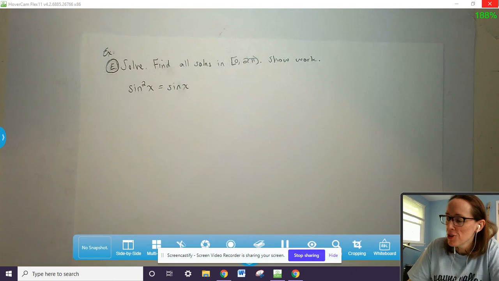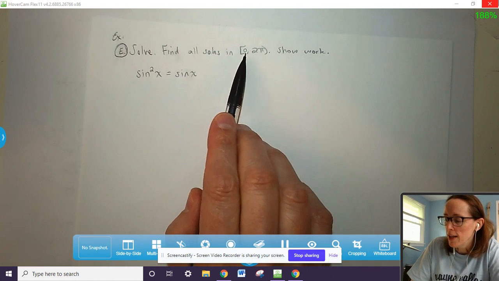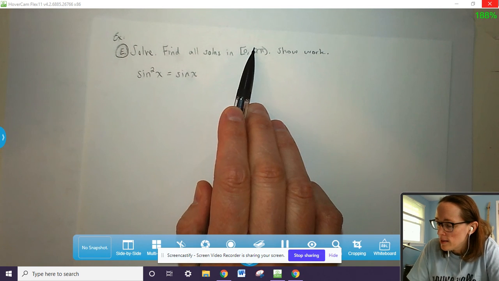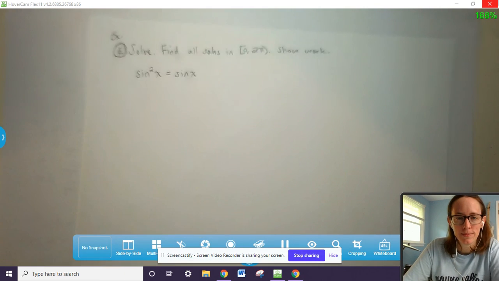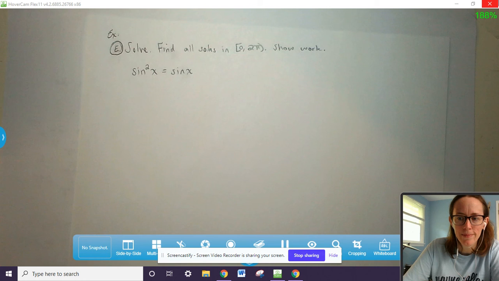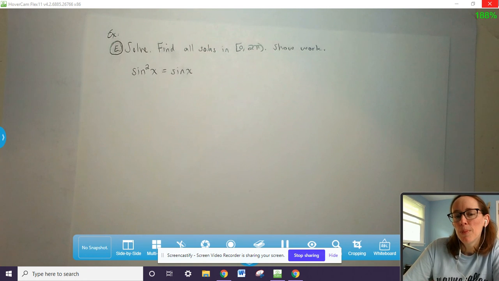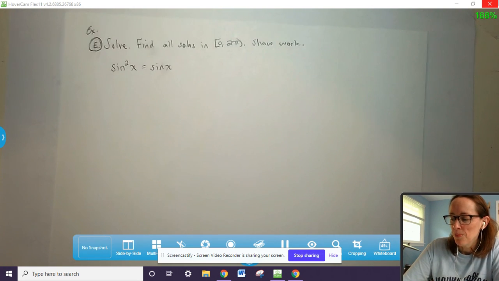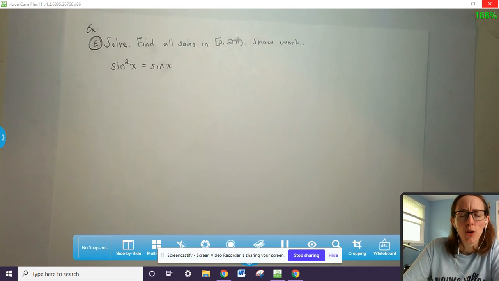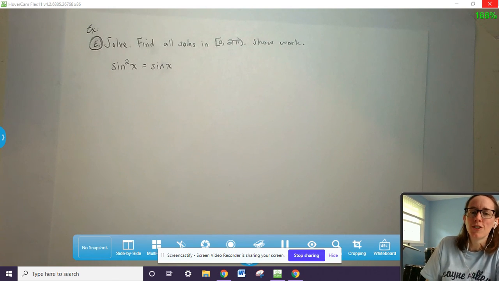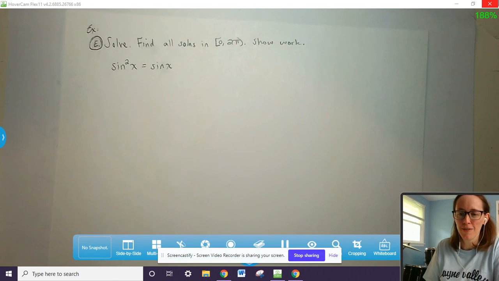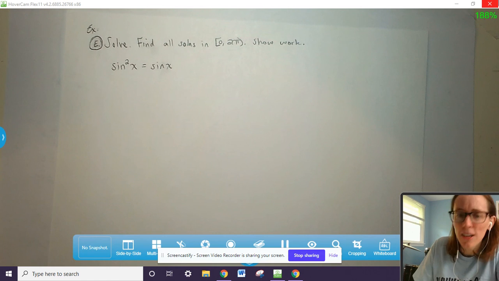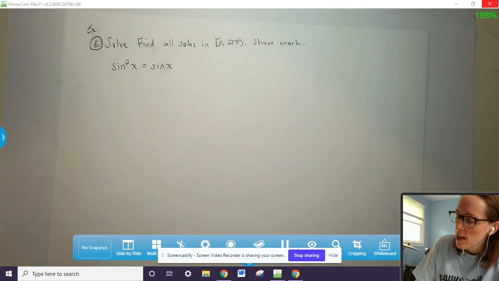Let's find all solutions. Here I use 0 to 2 pi in interval notation. And this is the problem we have. So think about your first step. And a lot of people are probably thinking of dividing both sides by sine. You don't want to go that route. You'll actually lose some answers, and we'll see that as we go. So first, let's show you how to do this, and then I'll show you why you should not divide by sine on both sides to start.